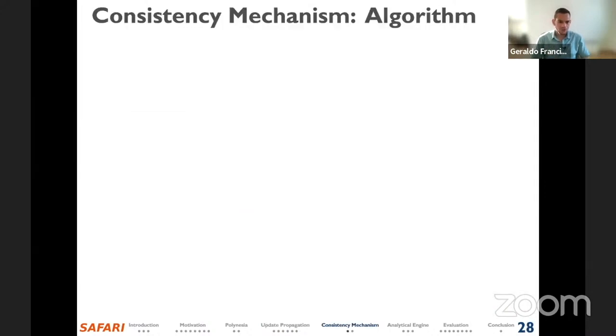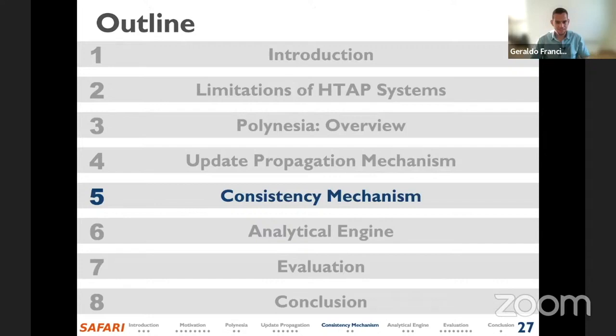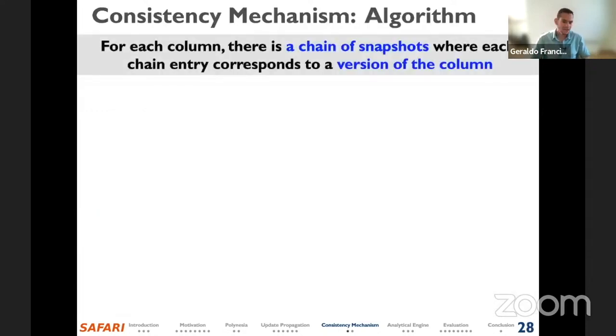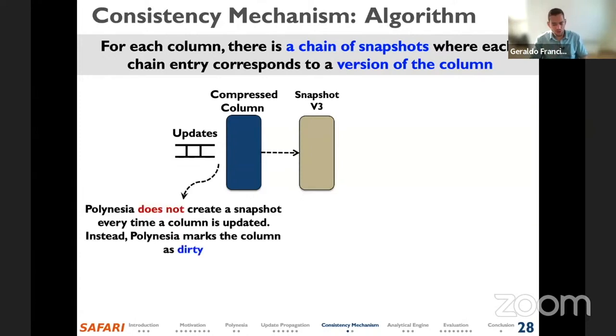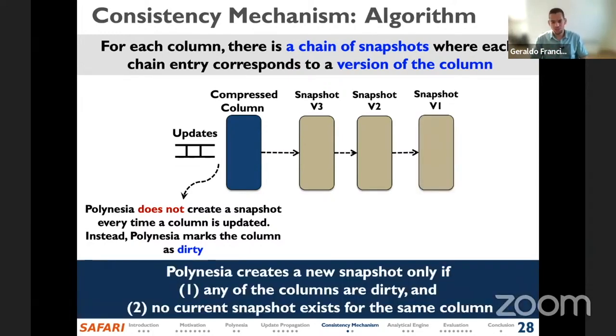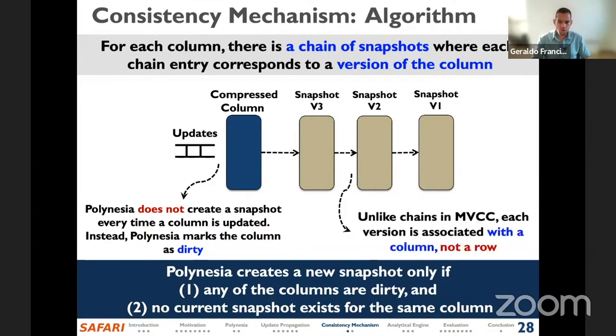Next, I'm going to describe our consistency mechanism. Our consistency mechanism relies on a combination of snapshotting and versioning to provide data consistency for analytical queries. For each column in the analytical replica, there is a chain of snapshots where each chain entry corresponds to a version of a column. Differently from snapshotting, Polynesia does not create a snapshot every time a column is updated. Instead, Polynesia first marks the column as dirty, and then creates a snapshot for a column if there are any dirty columns and no current snapshot exists for that column. In this way, Polynesia avoids long version chains as in the MVCC approach.